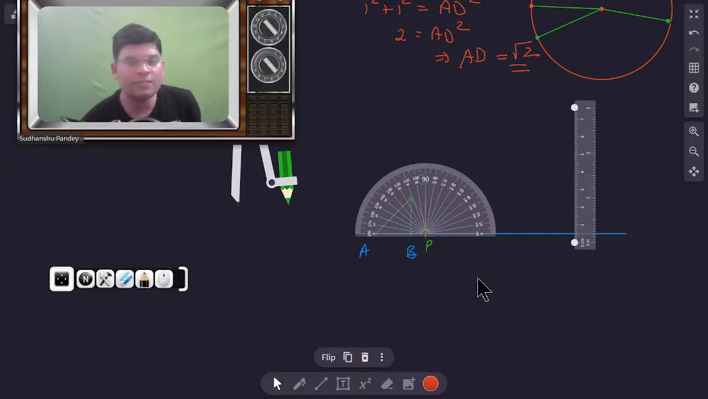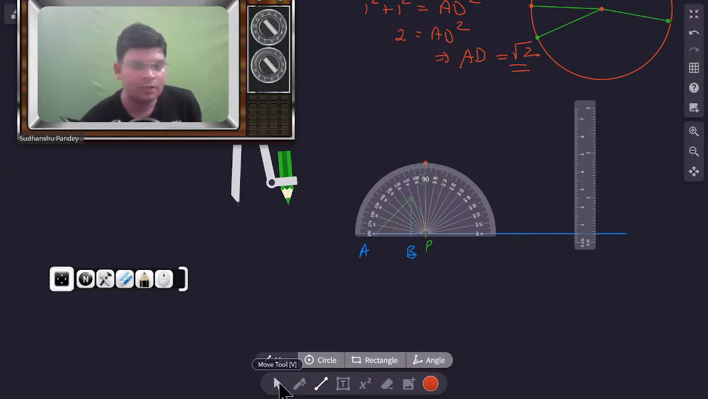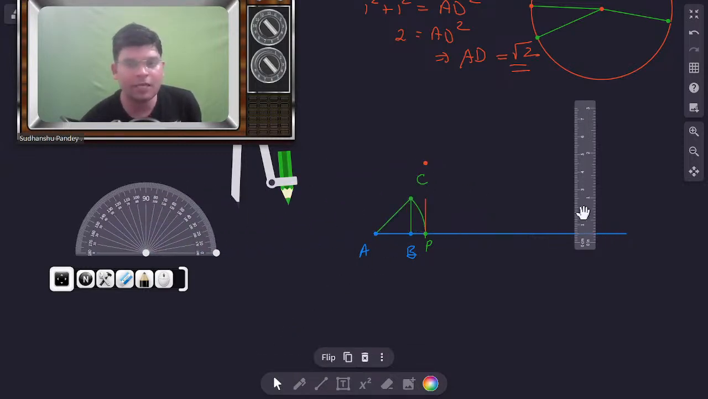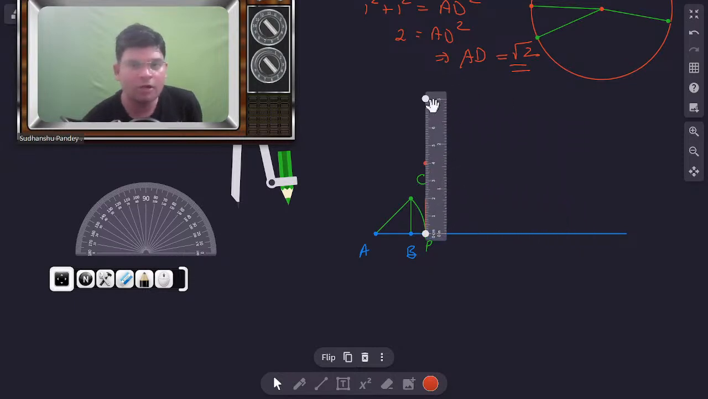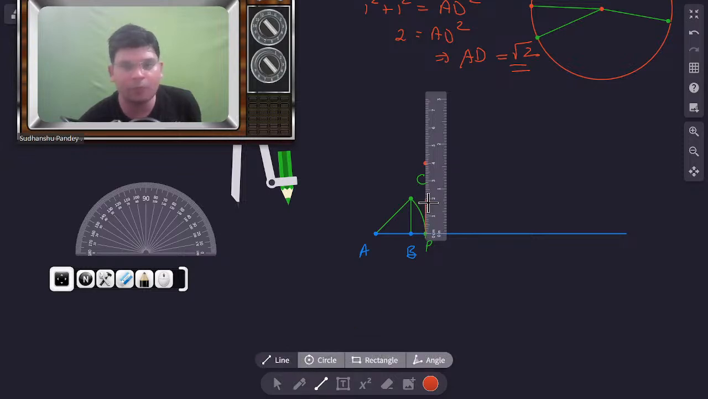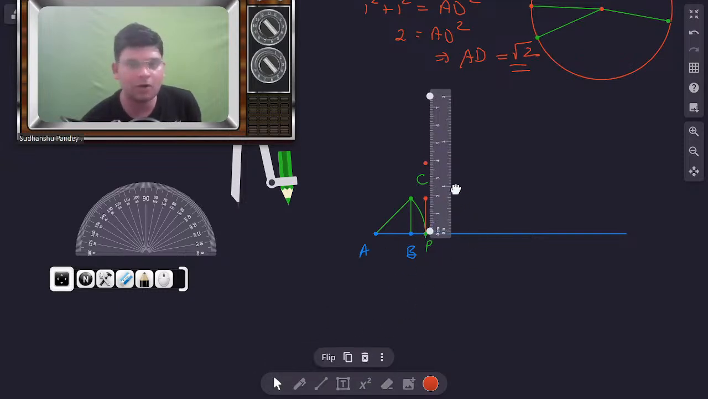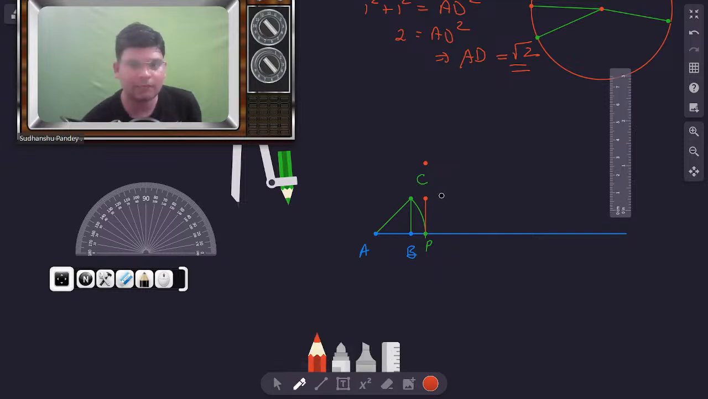Now to draw a 1 centimeter line, what can we do? We can first mark a 90-degree angle. Then we can move on this protractor, bring the scale on, making this in a straight line, and then mark the 1 centimeter point here. Okay. Made? Now suppose this 1 centimeter point, I am marking it as E. Now I am telling you to join AE.